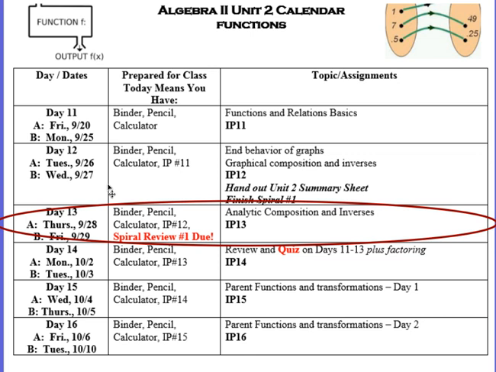Alright, Rock Ridge High School, Algebra 2. This is day 13, which is the third day of Unit 2. Today we are discussing analytic composition and inverses. Last class we discussed graphical composition and inverses. Today we'll talk about the algebraic or the analytic version.